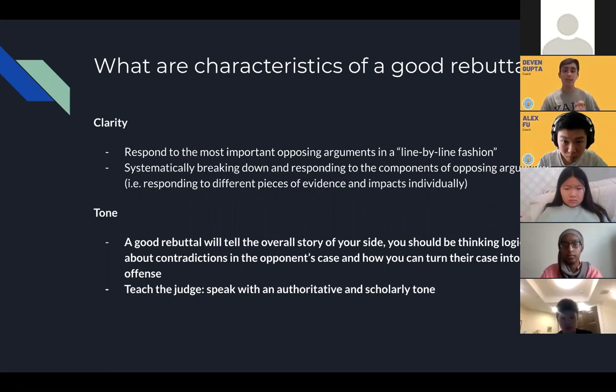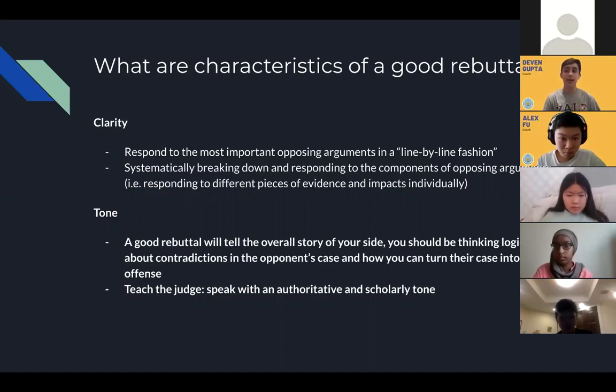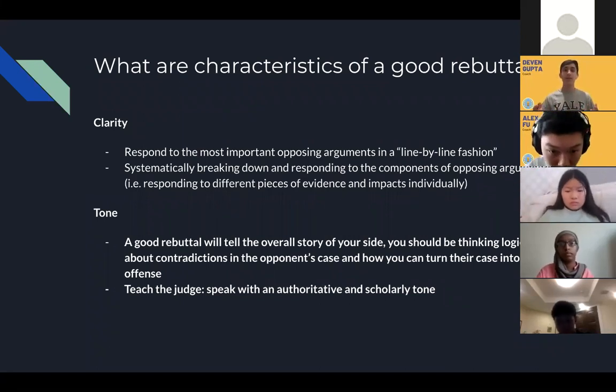Now, this is not always the case. Usually you should do line by line in rebuttal formats. However, other times, if you don't have a line-by-line sort of response, you can group the entire contention together or multiple contentions together and give an underlying response. And we can talk about that later too. Also, you need to have good tone. A good rebuttal will tell you the overall story of your side. You should be thinking logically about contradictions in the opponent's case and how you can turn their case against them. Like yesterday, you have your ethos, pathos, and logos. Having a good tone and sounding credible means that you are building up your ethos, meaning that the judge is going to respect you and listen to what you have to say.